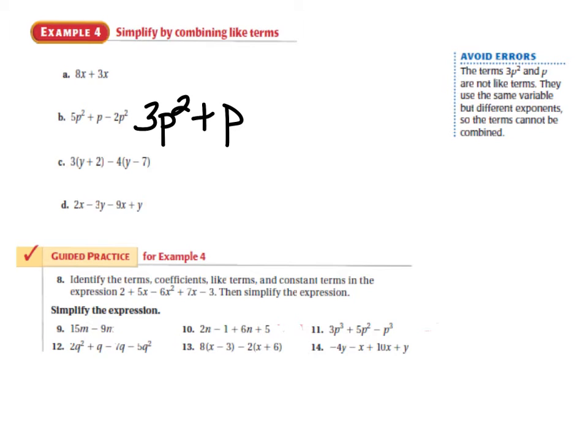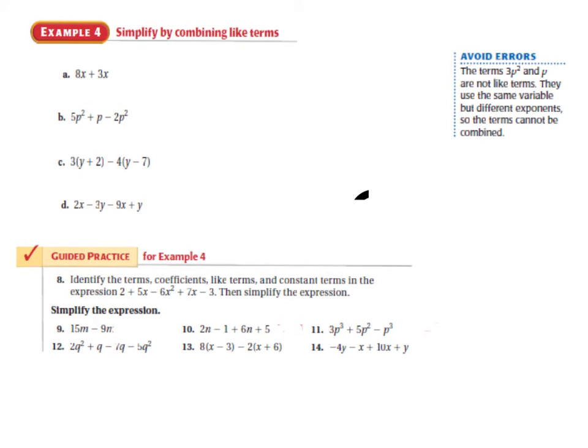Letter C is an example of when we would have to distribute in order to simplify this. So the first thing you need to do off the bat is distribute, and remember that's taking that number outside and multiplying it to each term inside the parenthesis. So 3 times y gives you 3y, and then 3 times that 2 gives you 6. And then moving on, and watch out for that negative, you have negative 4 times y, that's negative 4y, and you have a negative 4 times a negative 7, that's a positive 28.